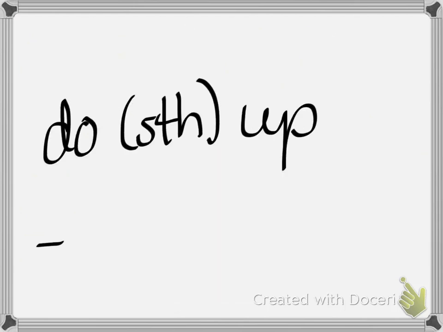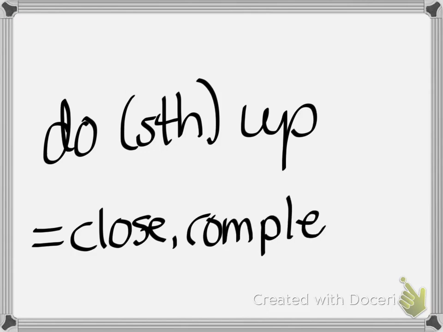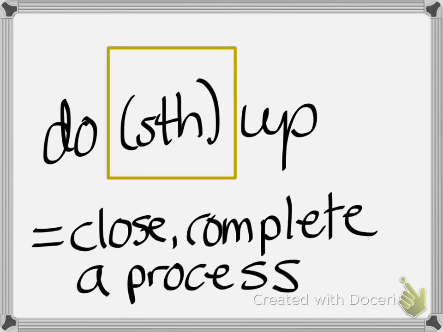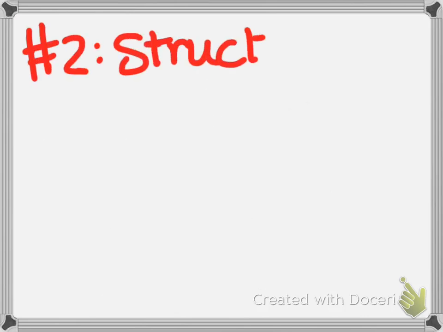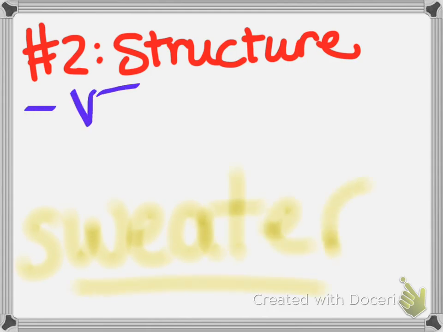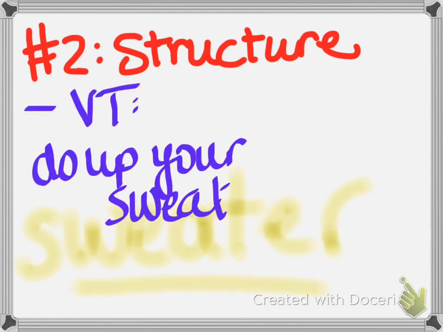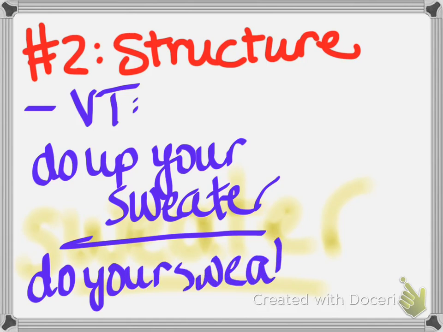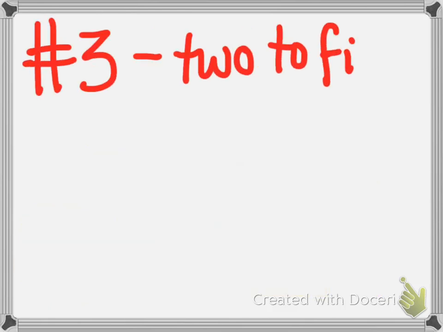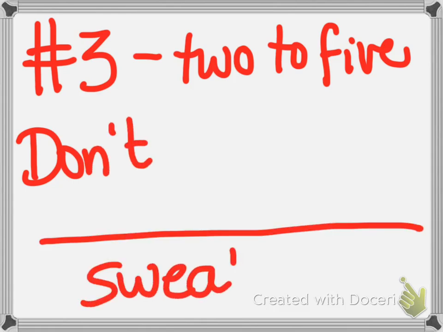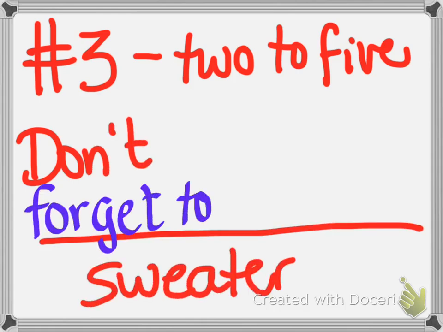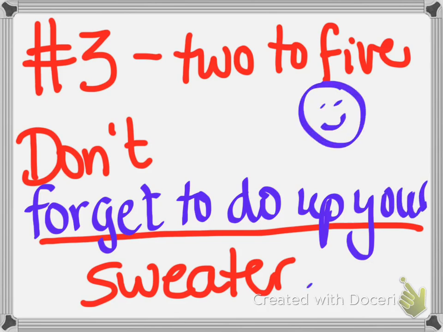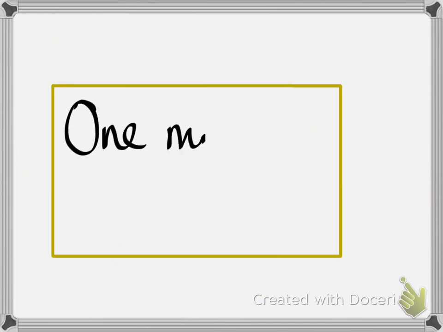You're right. Do something up. Do something up as a phrasal verb means to close something or to complete a process. So the second thing I want to look at is the structure. This is a transitive verb. You can have the direct object after the particle or between the particle and the verb. So that'll work in here as well, because we know that we can do this within 2 to 5 words. Don't forget to do up your sweater. 5 words, we're set.